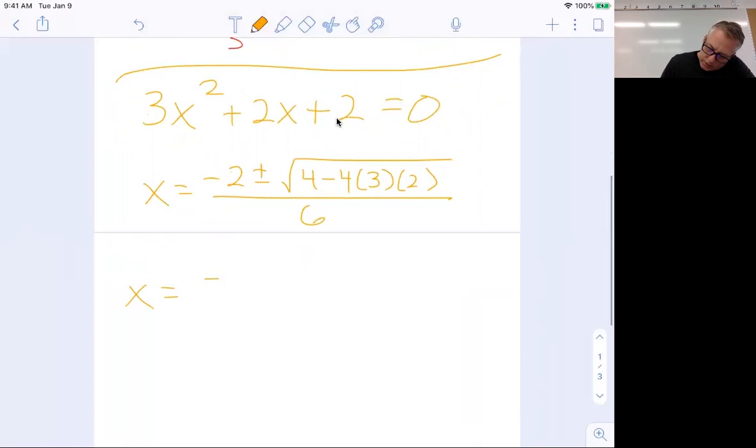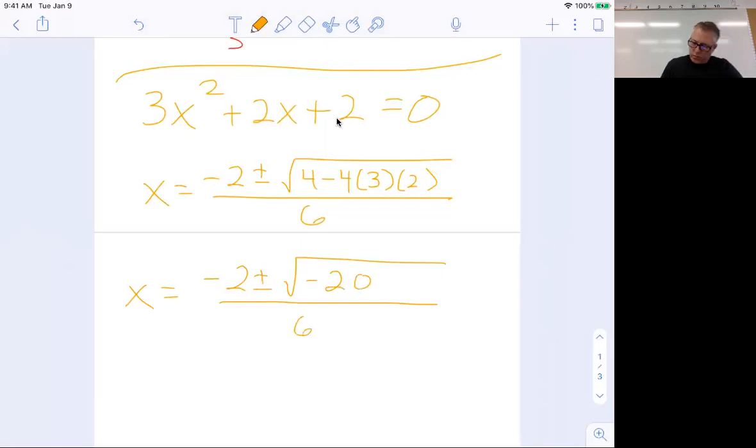So I get x equals -2 plus or minus. Now, here's where it changes. I have inside here, that's a really important number. I have to do the multiplication first. 4 times 3 times 2 is 24. And 4 minus 24 is -20 over 6.